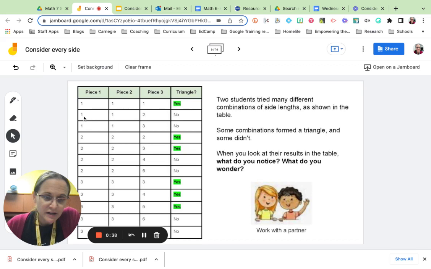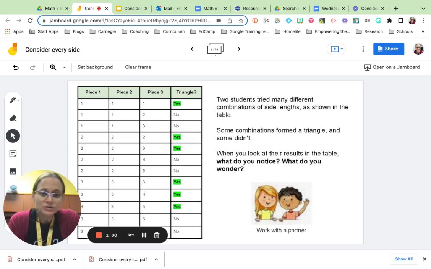Next, they tried to make a triangle where the side lengths were 1, 1, and 2. That didn't work. Then they tried the side lengths 1, 1, and 3, and that didn't work. And you can see going through the table the different combinations that they tried. The ones that are highlighted in green worked, and the other ones did not.